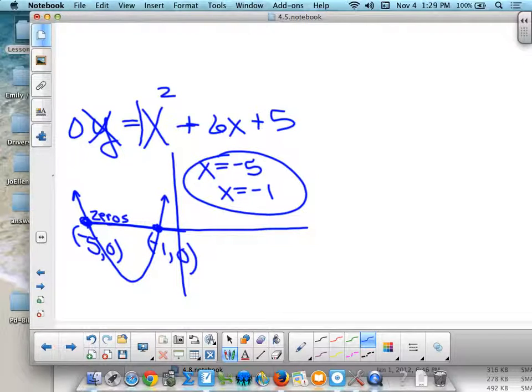Those are your zeros. Okay, so tell me what you know about zeros right now. No, they're not y-intercepts. They're x-intercepts, right? Tell me something else you know. They always equal 0. The equation will always be equal to 0. Okay, tell me something else.